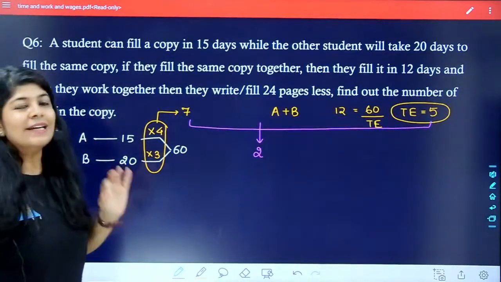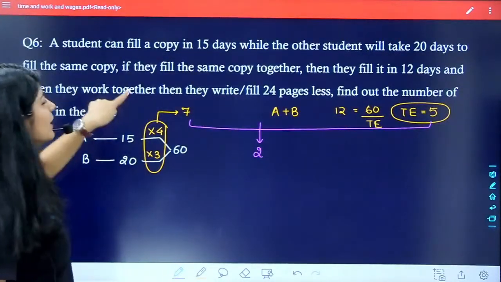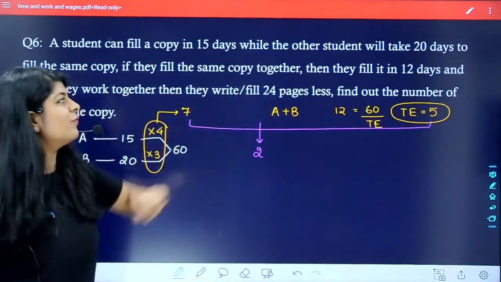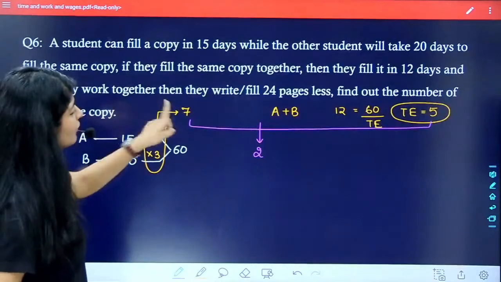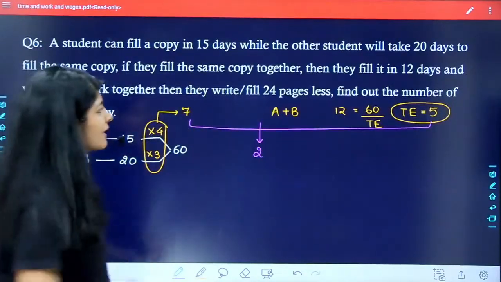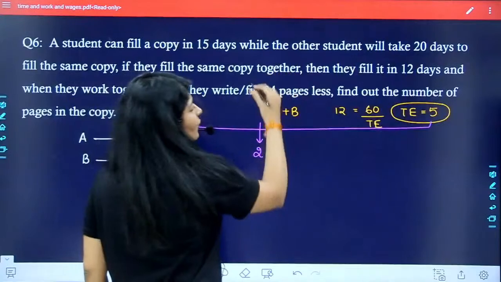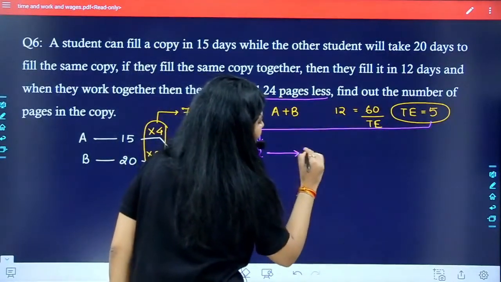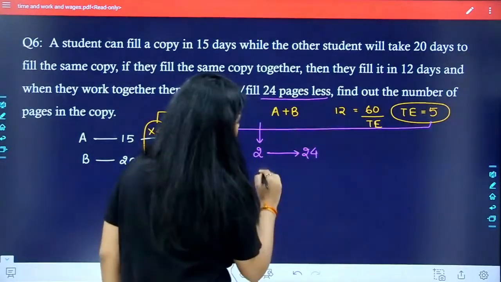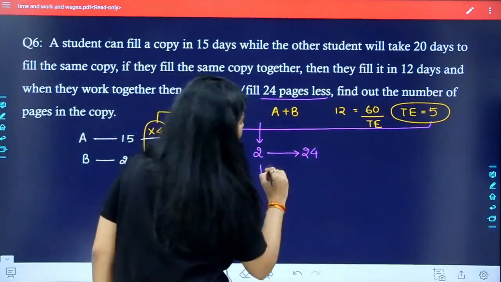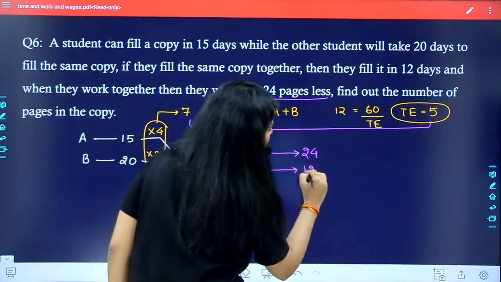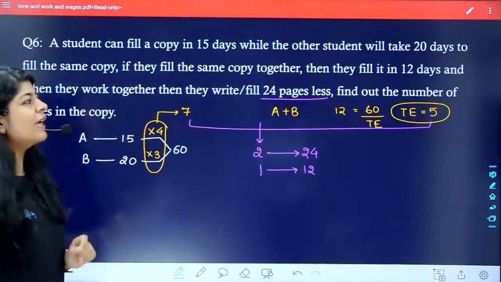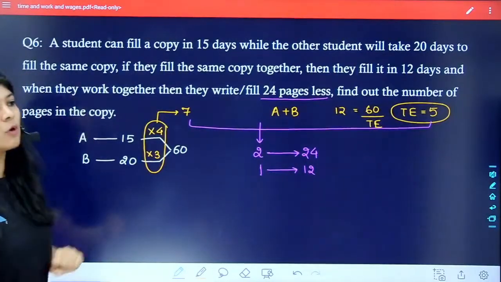Now it is given that when they work together, they write 24 pages less. Because of this efficiency difference, they are filling 24 pages less. That means the value of 2 is equal to 24. If 2 equals 24, then 1 equals 12. Then what do we have to find out? We have to find the number of pages in the copy.